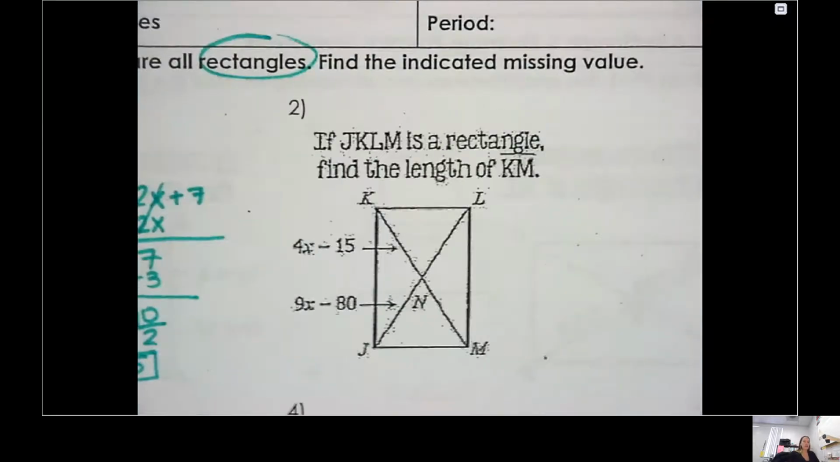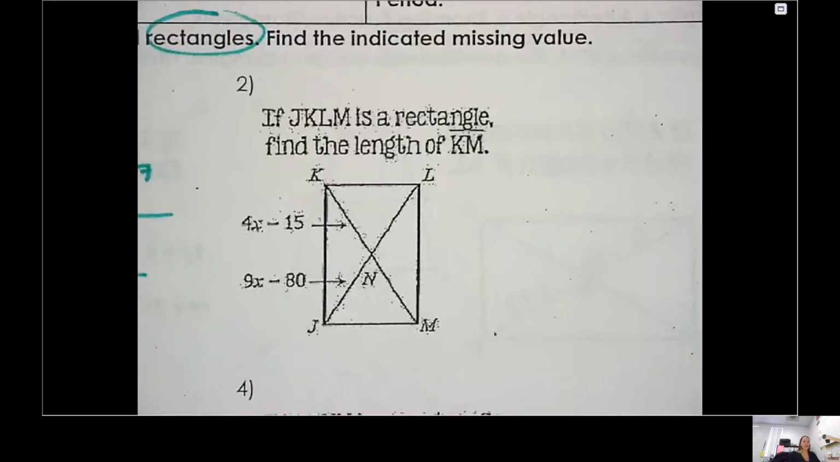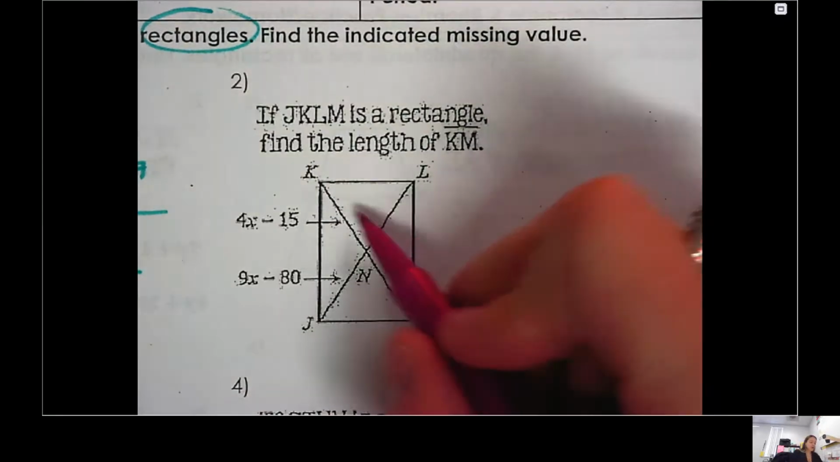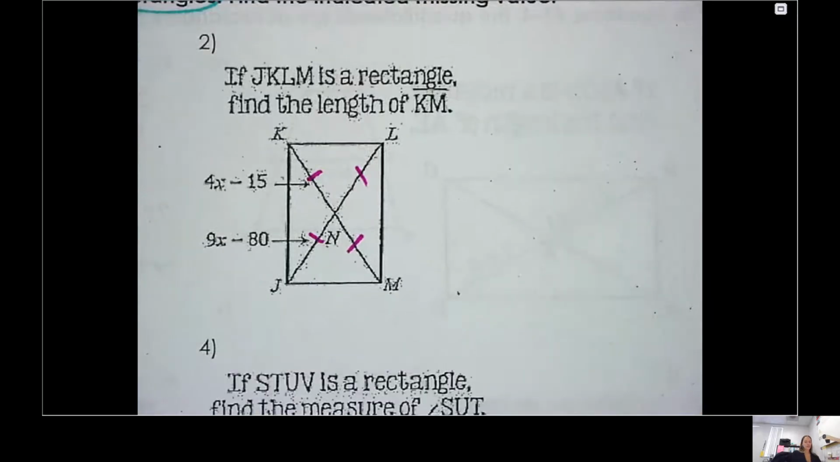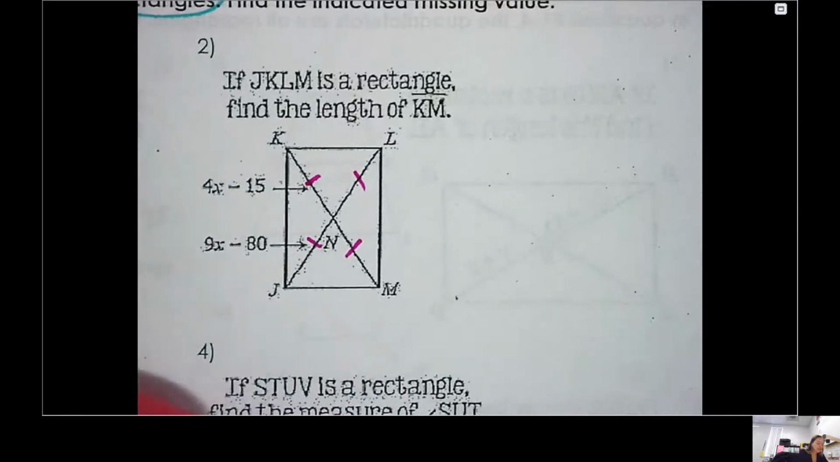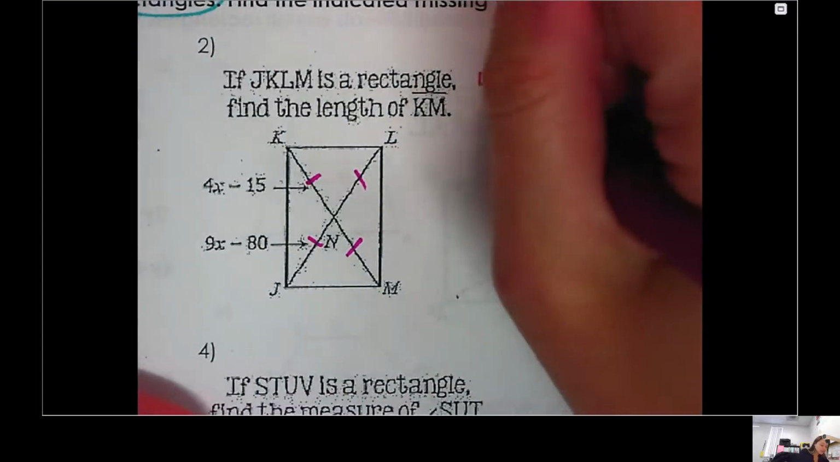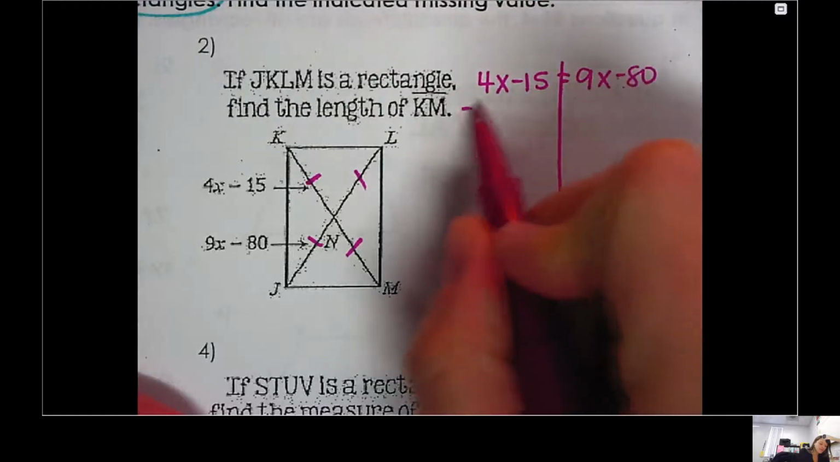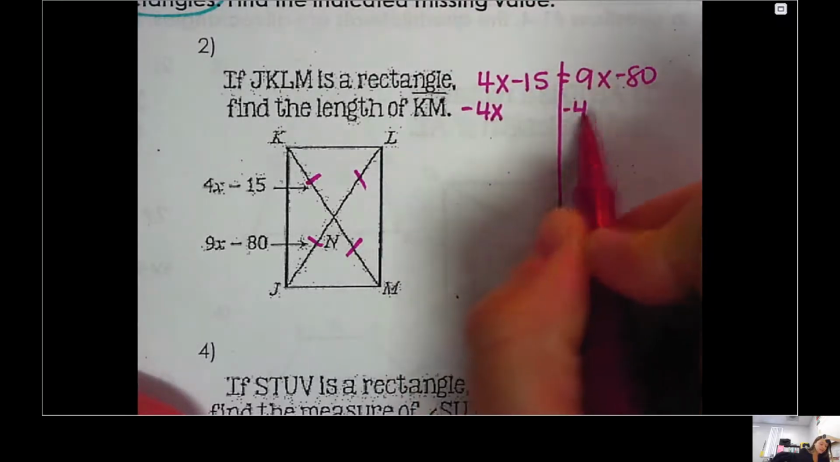Number 2, if JKLM is a rectangle, find the length of KM. So again, I've got some diagonals here that bisect each other. I know all of these pieces are exactly the same. Because they're the same, I'm just going to take the 2 equations and set them equal to each other because they are congruent. So I've got 4x minus 15 equals 9x minus 80, and then I'm just solving for x. So subtract 4x on both sides.